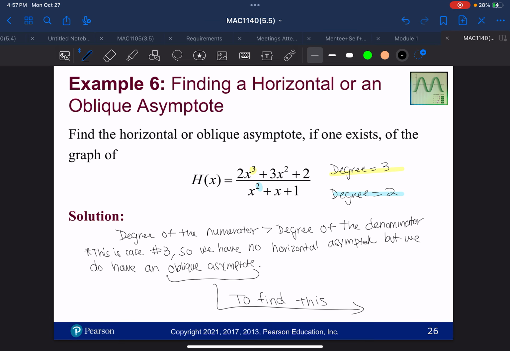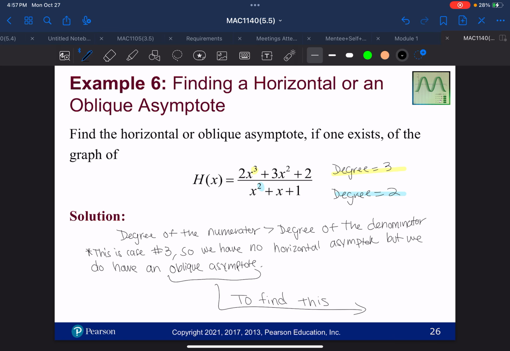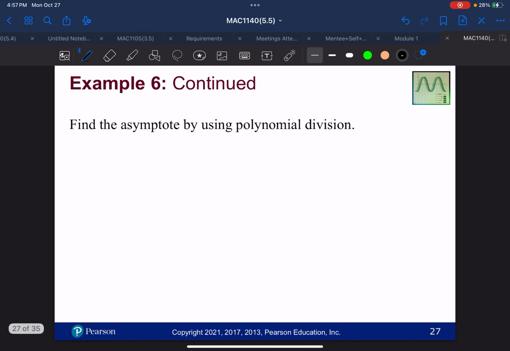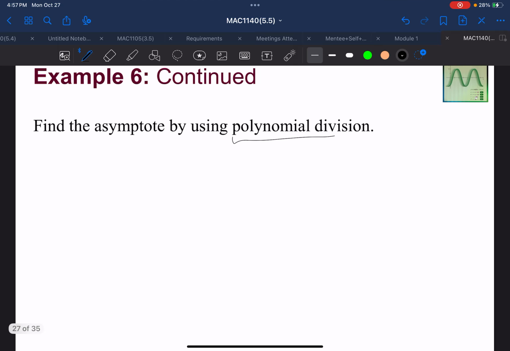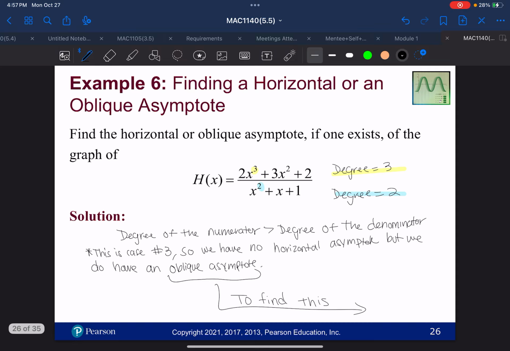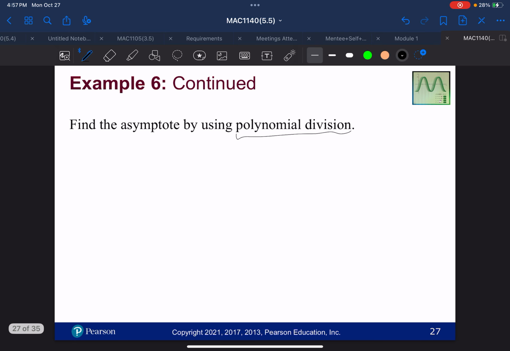we will go to the next page. Okay, so to find an oblique asymptote, we just figured out that we did have one, we're going to use long division. So this is 2x cubed plus 3x squared plus 2 divided by x squared plus x plus 1. So I will have my 2x cubed plus 3x squared plus 2 underneath my long division symbol. And the x squared plus x plus 1 will go underneath.